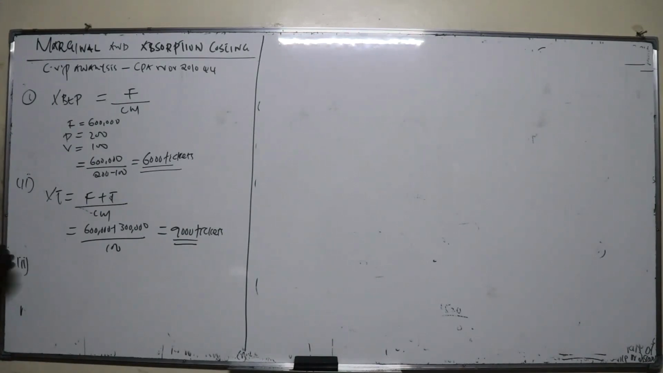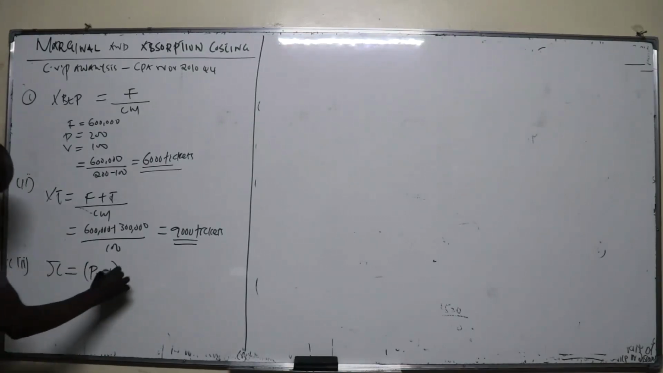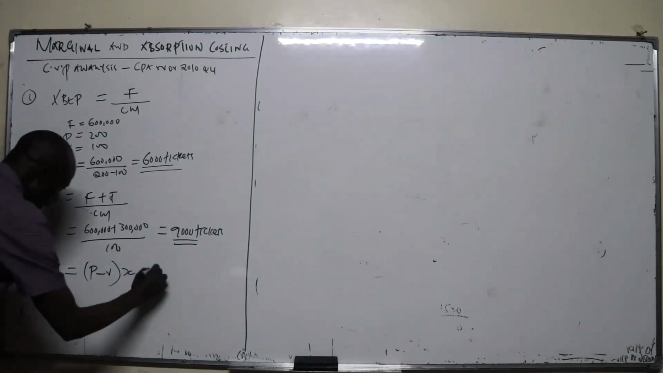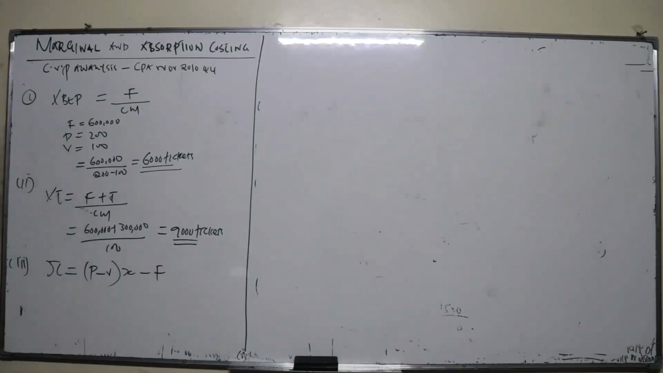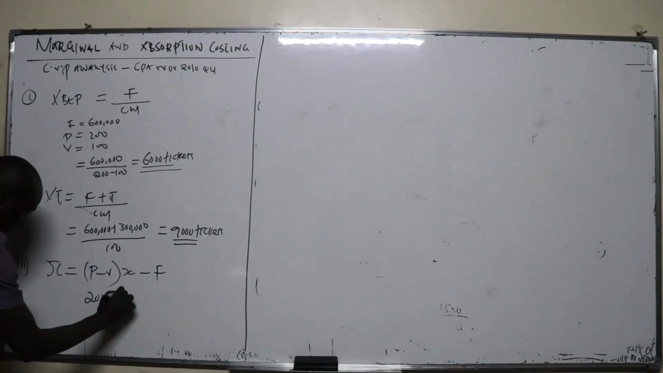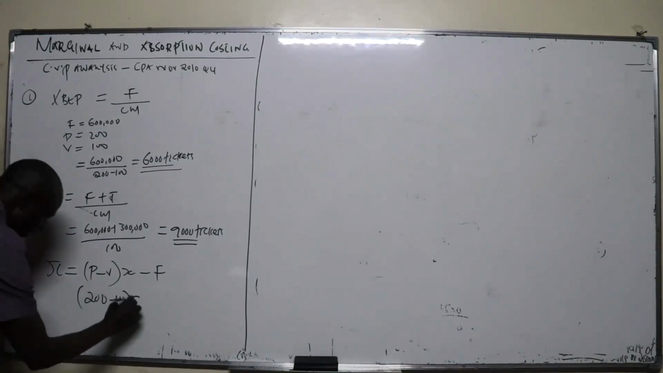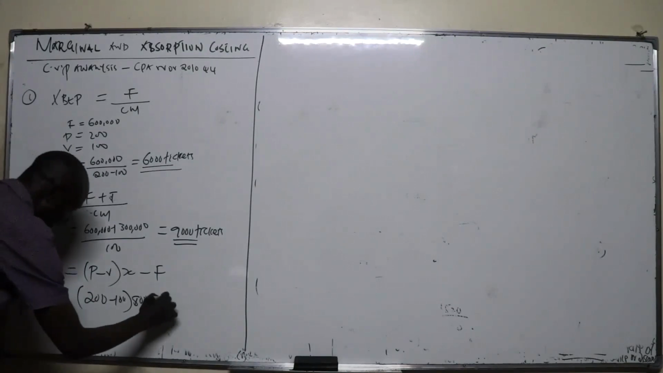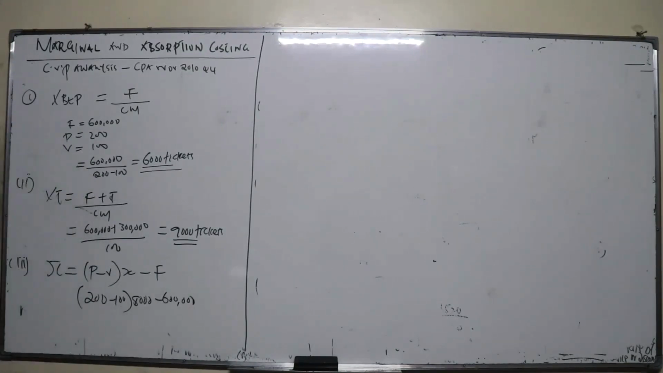Number 3, the profit that will be realized if 8,000 tickets were sold. Once you hear the word profit, you write down the formula for profit. Profit, denoted by pi, is P minus V, multiplied by X, minus the fixed cost. That is the formula for profit. So our P is 200, our V is 100, they are selling 8,000 tickets, and the fixed cost is 600,000. So what will be the profit?